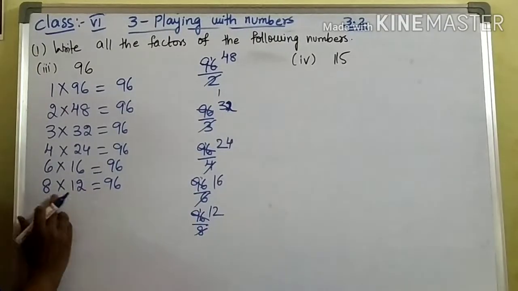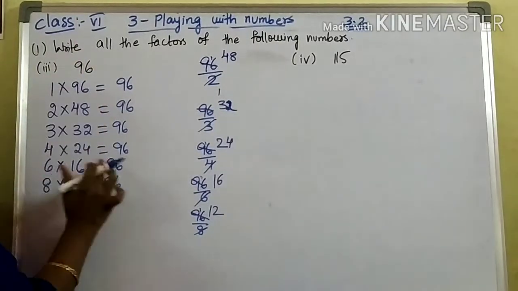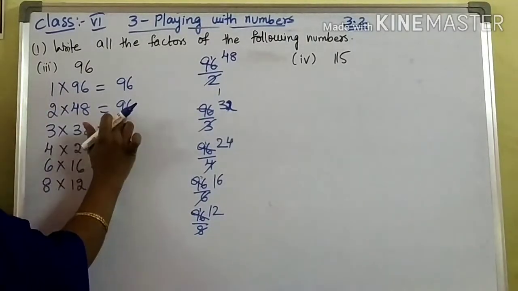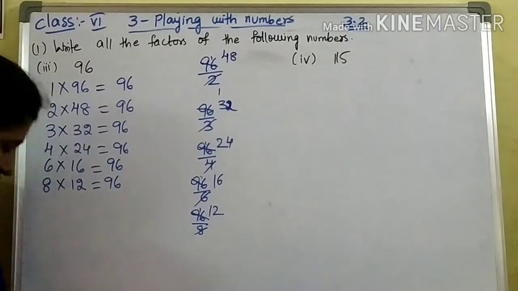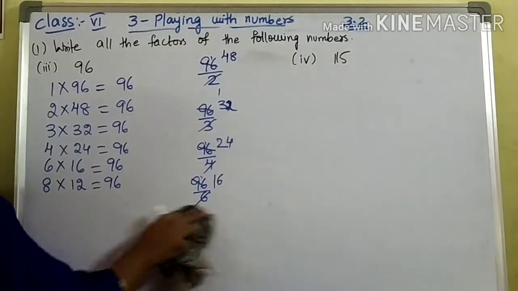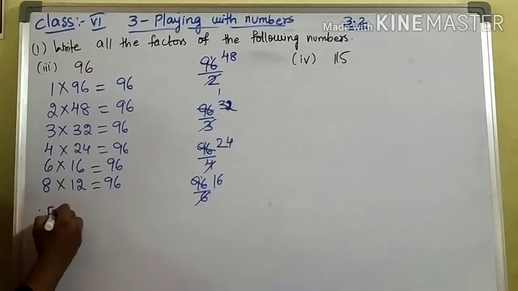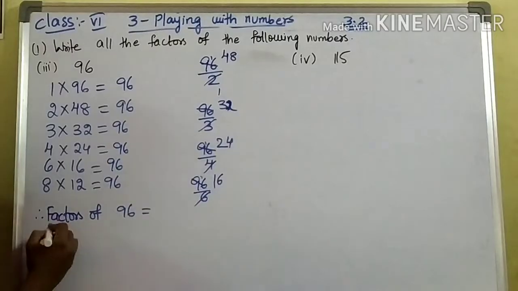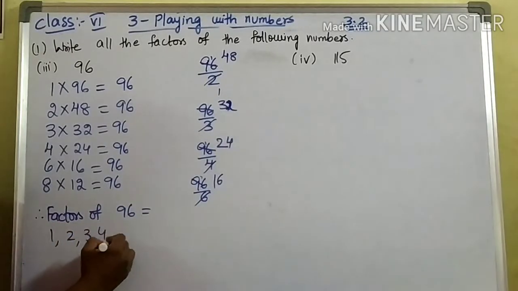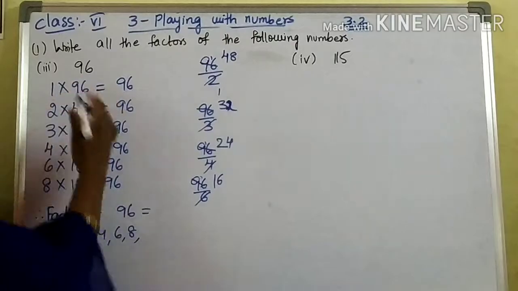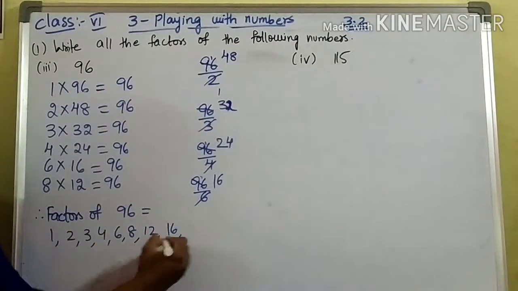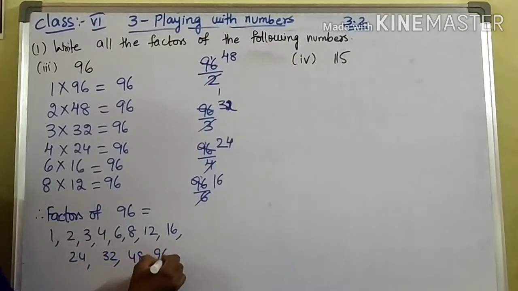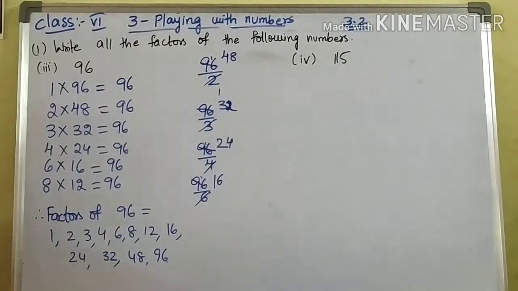Next you can go in reverse way. 16 6s are 96, 24 4s are 96, 32 3s are 96, 48 2s are 96, 96 1s are 96. So here now we will write the factors. Therefore factors of 96 are 1, 2, 3, 4, 6, 8. Go in reverse way. 12, 16, 24, 32, 48, 96. So these are the factors of 96.